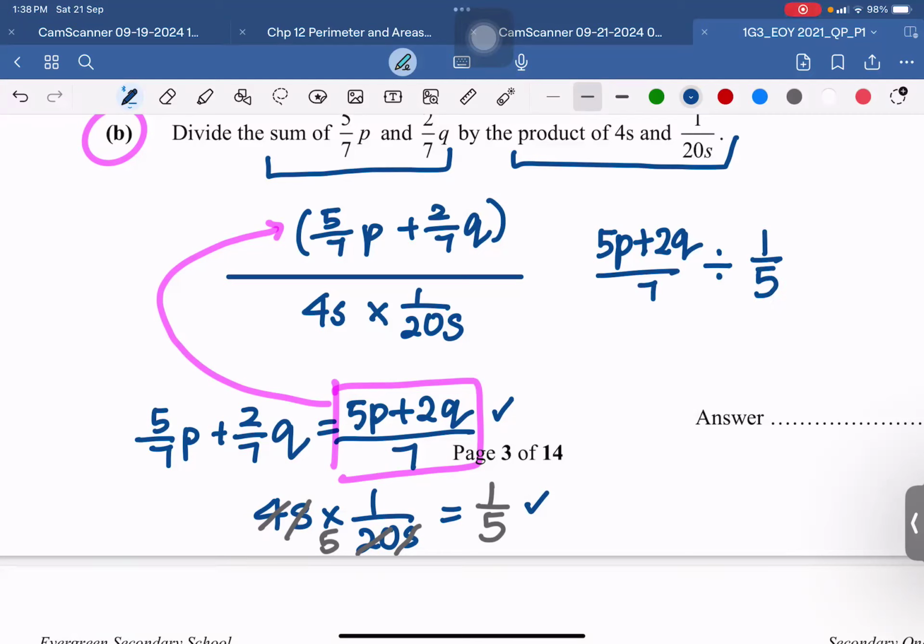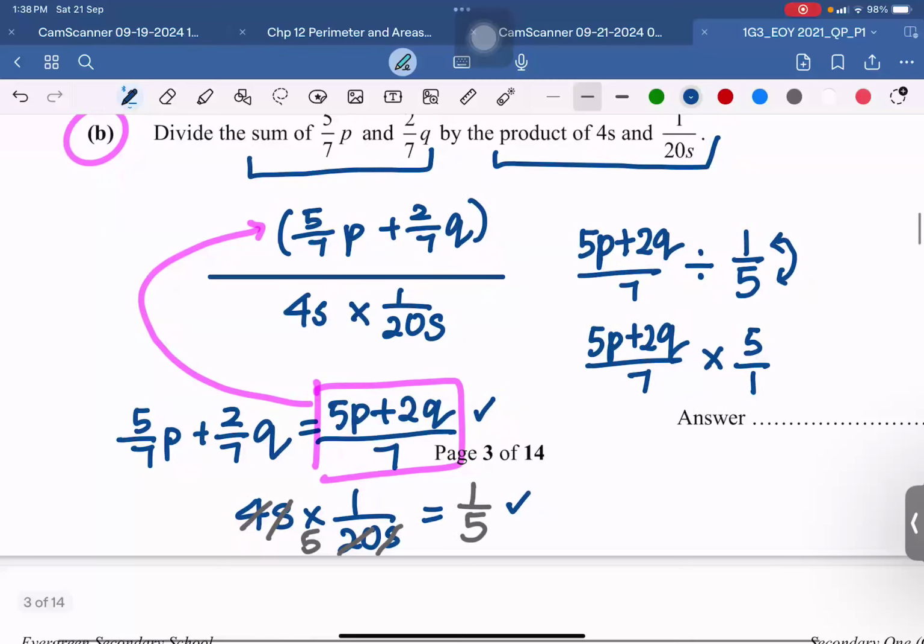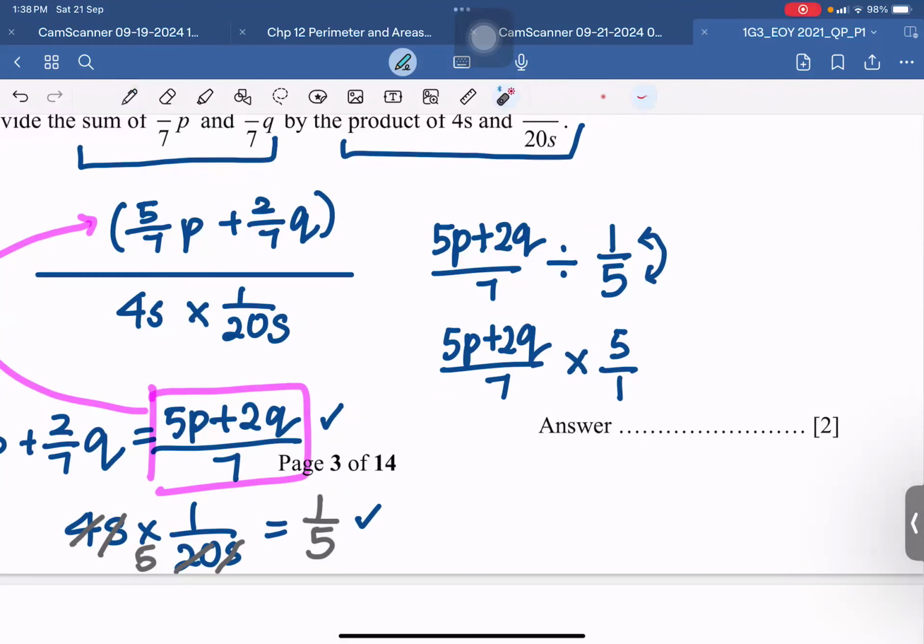Can anyone tell me what we need to do when there is division? What to do when there's division? Keep, change, flip. Thank you very much. So I keep my first factor, (5p plus 2q) over 7, times, then I flip this, so it becomes 5 over 1. Okay, in this kind of situation, we multiply our numerators together, numerator multiplied with numerator.